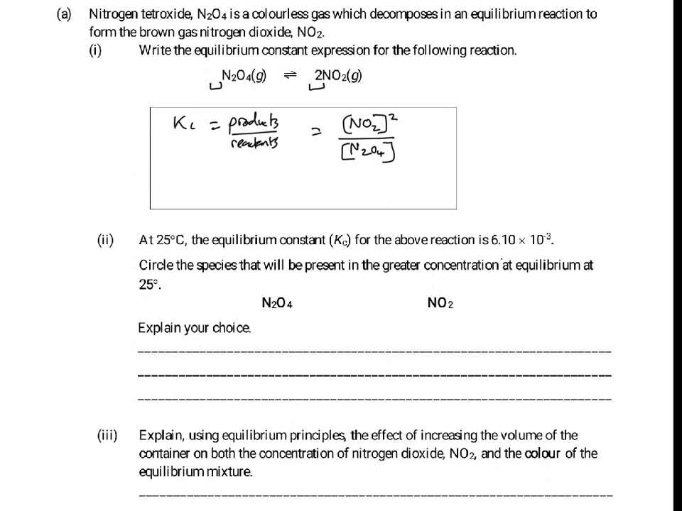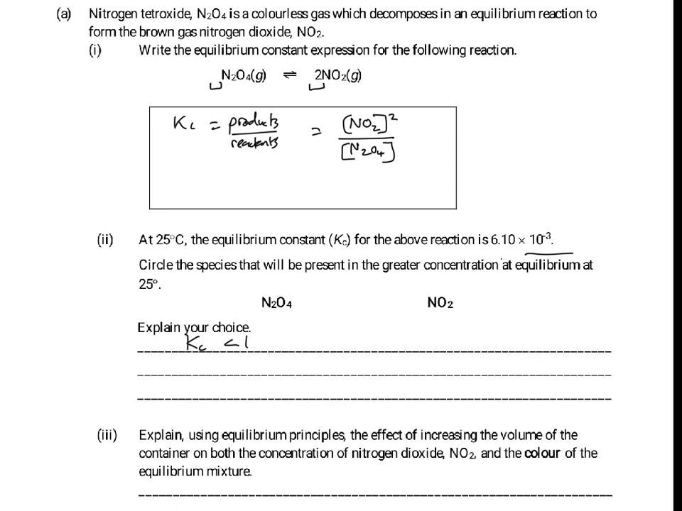Circle the species that will be present in a greater concentration at 25 degrees. So times 10 to the minus 3 is a small number, and whenever Kc is smaller than 1, it favours reactants. Whenever it's larger than 1, it favours products. So Kc is less than 1, therefore it favours reactants. And the reactant in this particular case is N2O4.